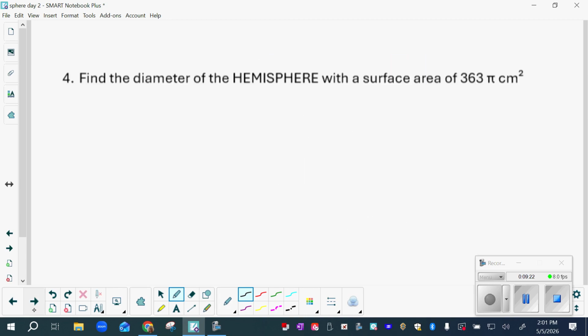Last one that we're going to do as a class. Ooh, be careful of this one. Different formula. Different formula. Ladies, let's go. Different formula. Hemisphere. It is the surface area of a hemisphere.